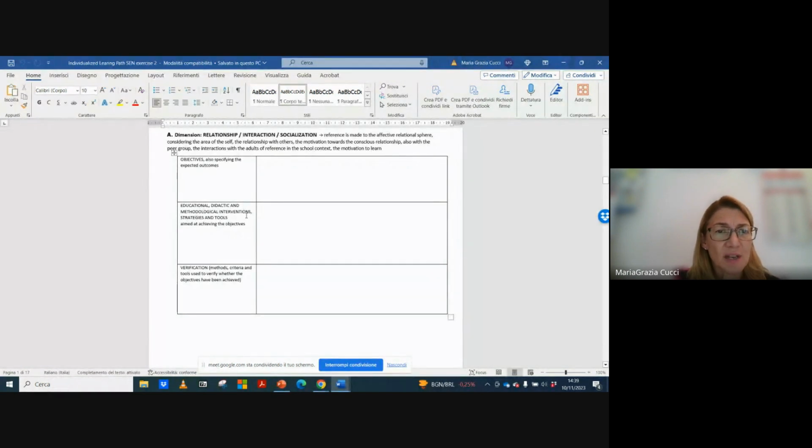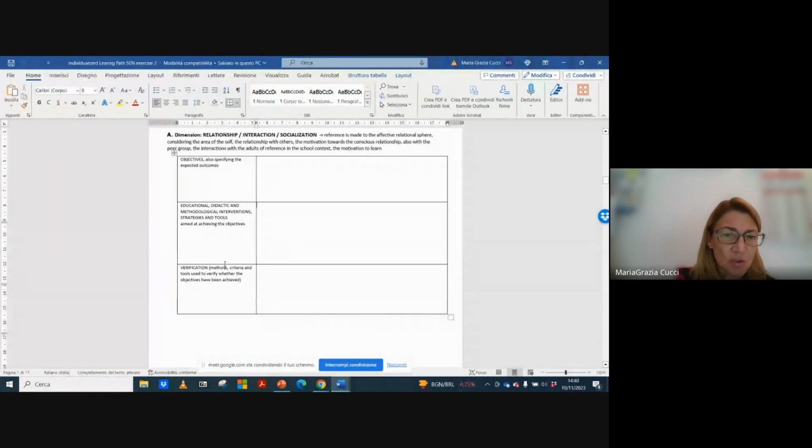Educational, didactic, and methodological intervention strategies and tools. For instance, an individual interview in order to push the student to have a different behavior, finding some specific part of our subject in which the student can be a protagonist, can be the one that we define as the leader of, for instance, the specific team, giving him or her more responsibility in order to make something start inside his personal motivation.